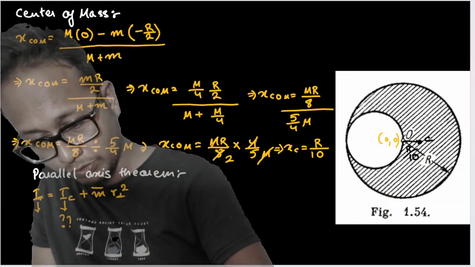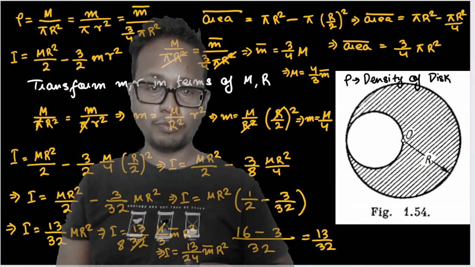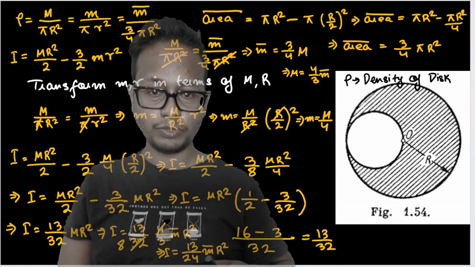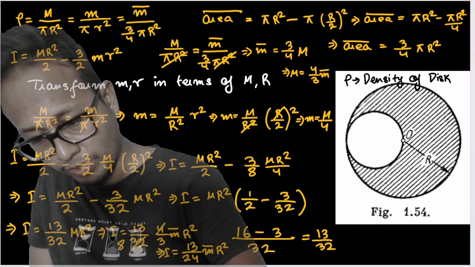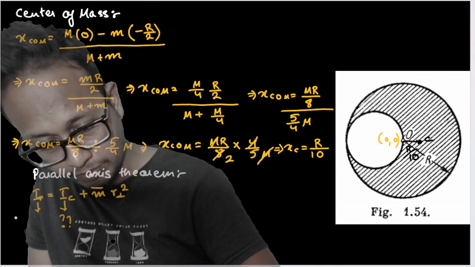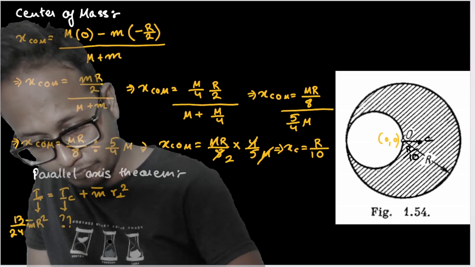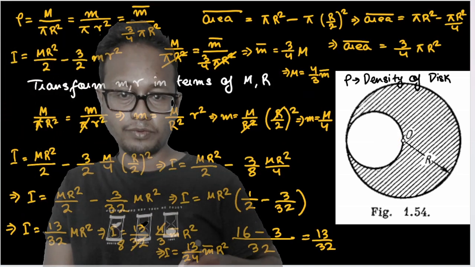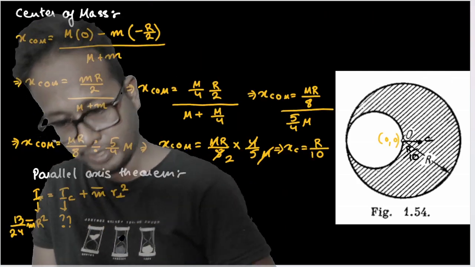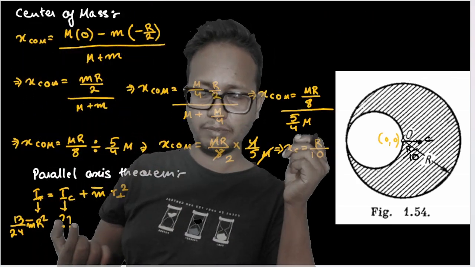What is the moment of inertia passing through point O? Moment of inertia passing through point O is nothing but 13 by 24 m dash r square. See out here, 13 by 24 m r square. Now you might ask, sir, why haven't you used 13 by 24 here?